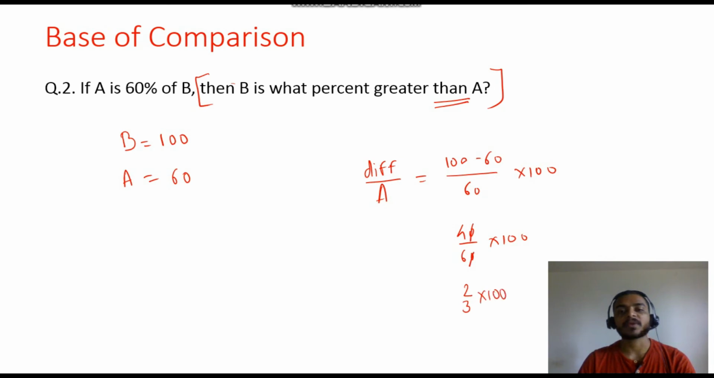And we know what 1 by 3 is. 1 by 3 is 33.33%. So 2 by 3 is nothing but 66.66%. So what is the answer? The answer is B is 66.6% more than A.